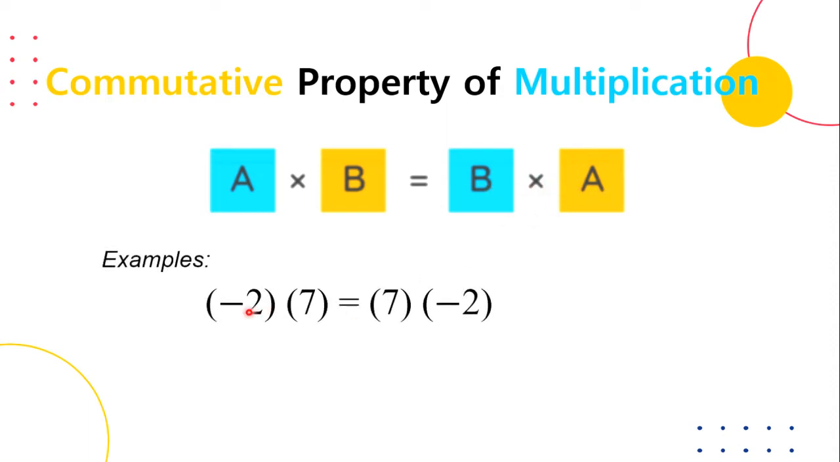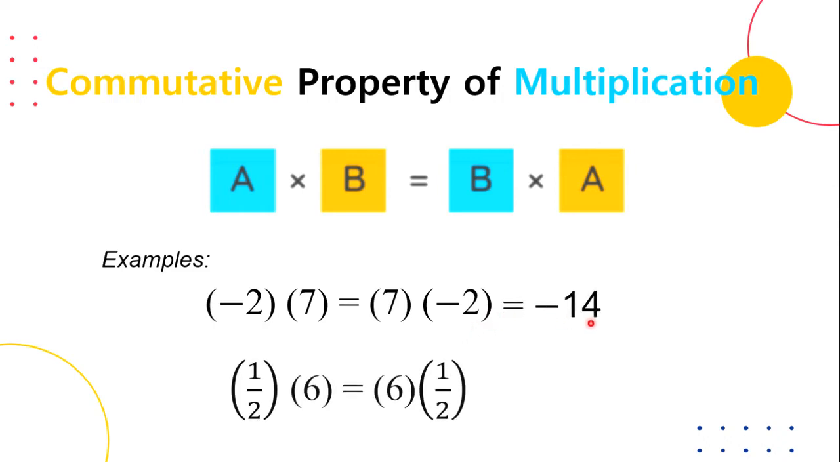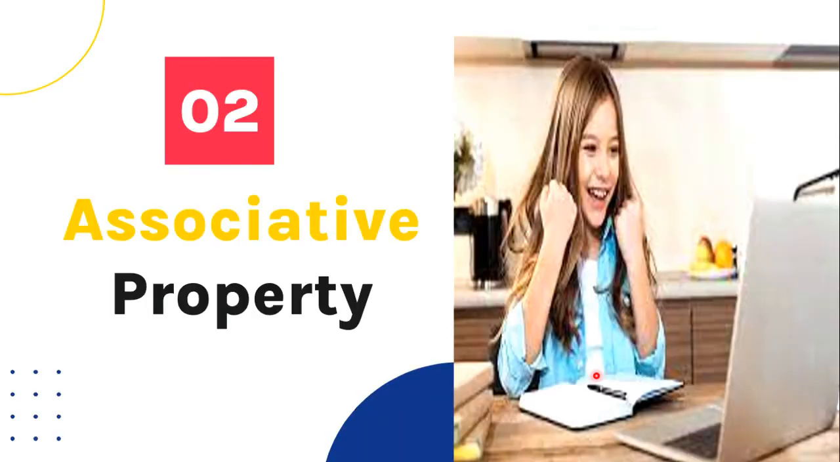Examples, if we have negative 2 times 7, that's just equal to 7 times negative 2, which has the product of negative 14. Another, 1 half times 6 is just equal to 6 times 1 half, which is 3. Okay, so that's it for the commutative property. Let's now have the second one, associative property.